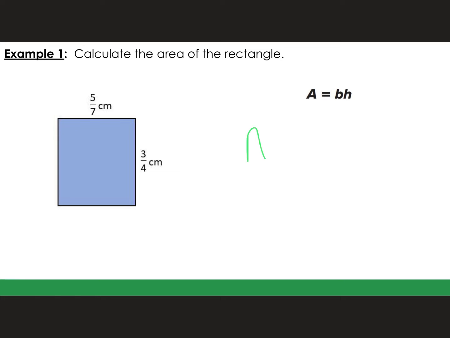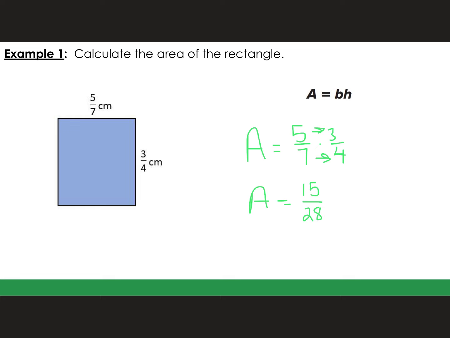So area equals base times height. And then if I remember how to multiply fractions, I multiply straight across. So I will rewrite it below it. 15/28. And I cannot reduce that, so that is our area.